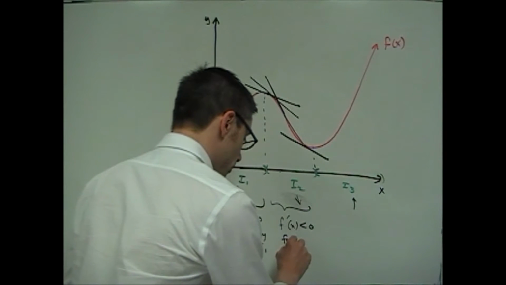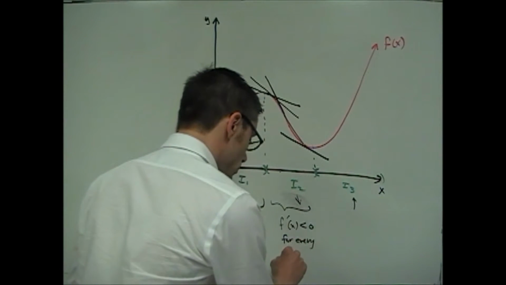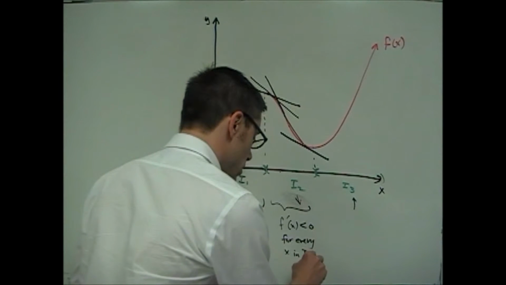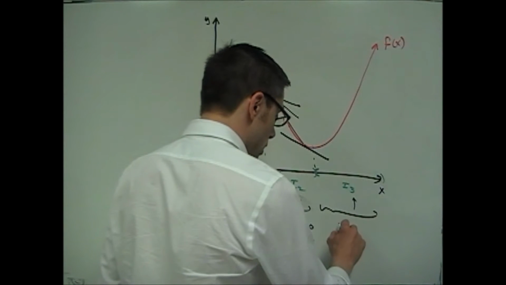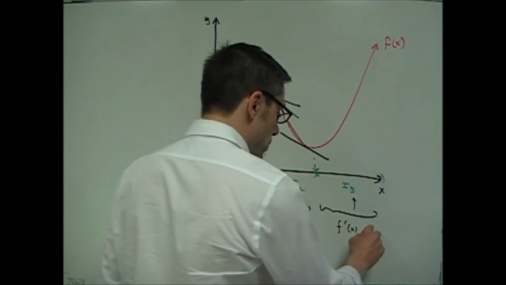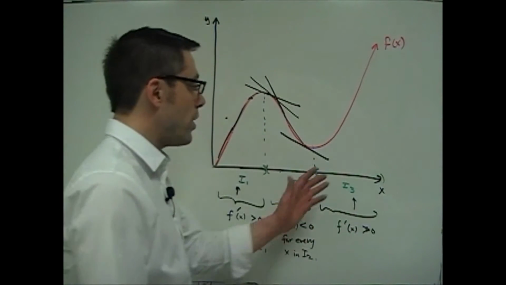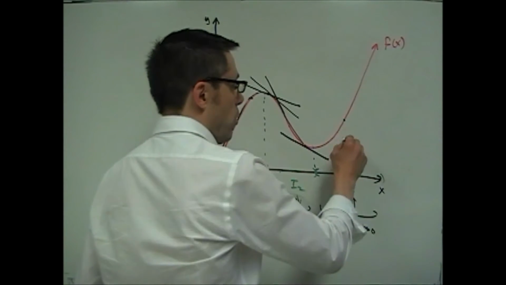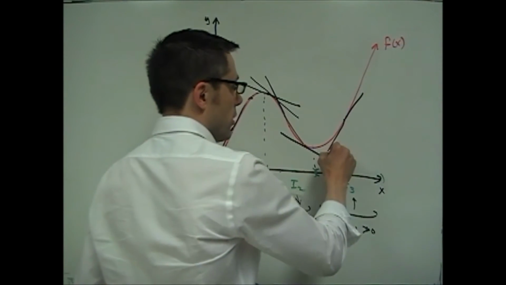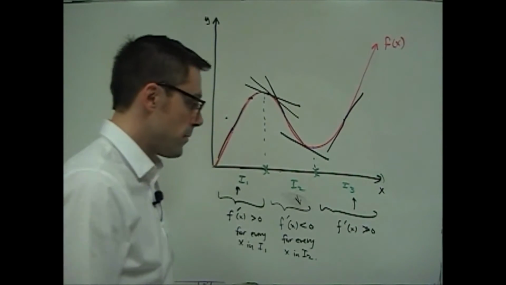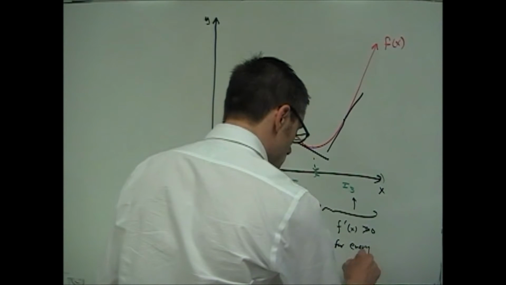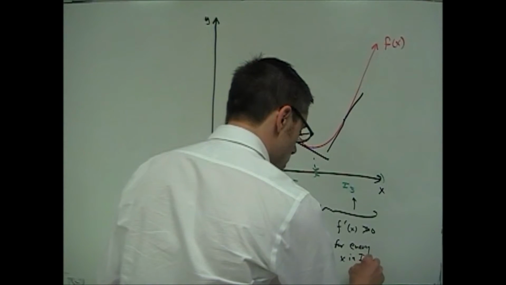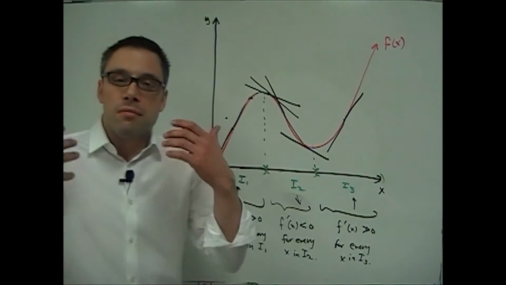So again, I can write for every x in interval I2. And similarly, we're going to find this for interval I3, that the derivative of f is going to be positive again for all the points in I3. And you can see this. Here's a point, I'll draw the slope line there. Oh, there it is. It has a positive slope, right? And so the same thing holds for every x in I3.